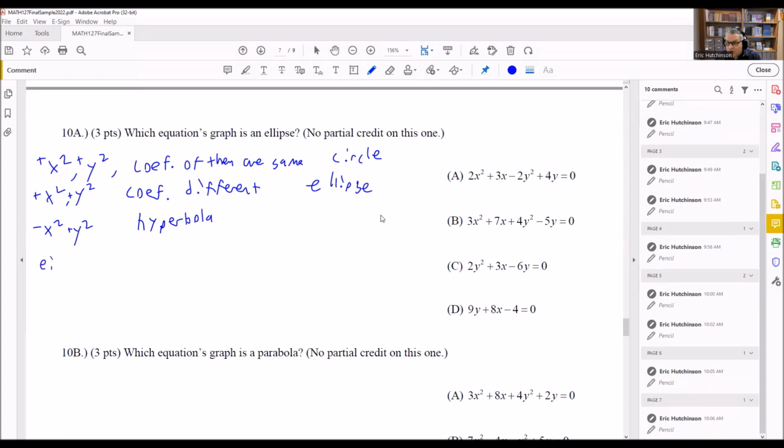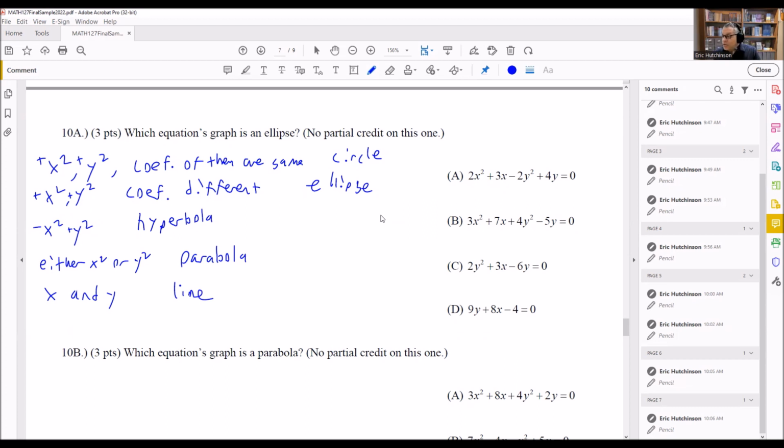If you have either x squared or y squared, in other words, just one of them only, either 1x squared or 1y squared, you have a parabola. And if you have x and y by themselves, like x and y, then you actually have a line. So that's how you know what you have.